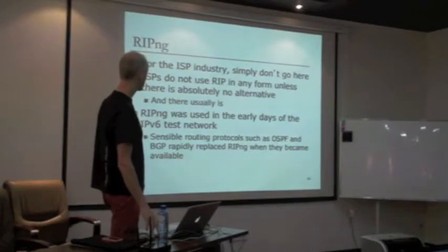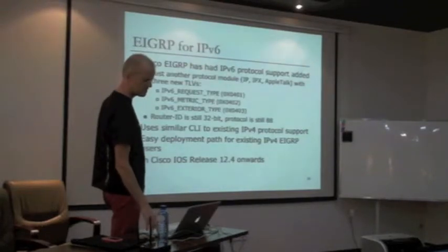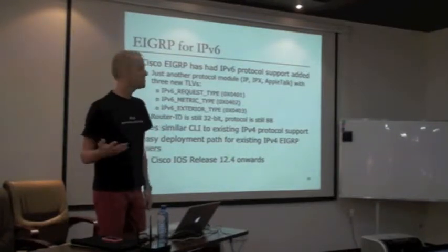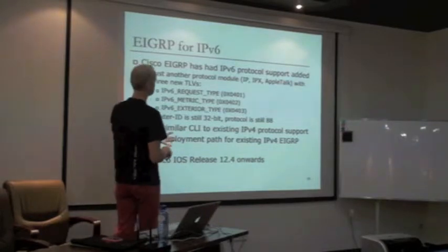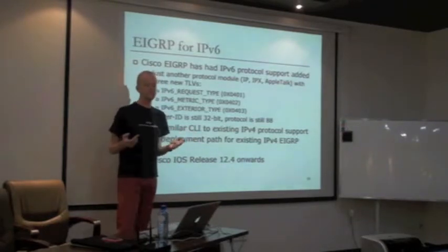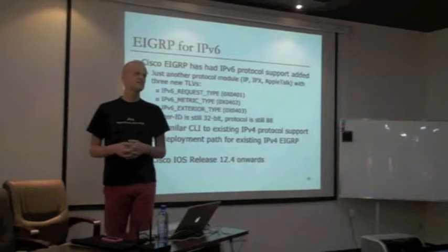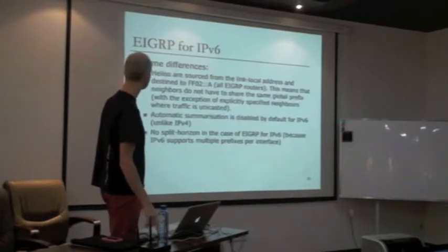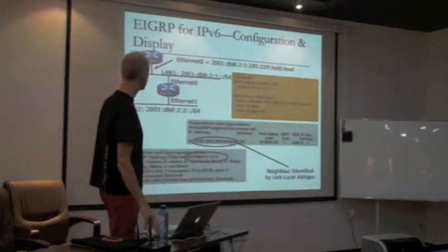RIPng, don't go here. EIGRP, well, I'm not going to go through it really. EIGRP is multi-protocol anyway. I mean, it carries IP, IPX, AppleTalk, and so forth. So adding IPv6 was very easy. It's just another address family. Right, so I won't really bother with it.